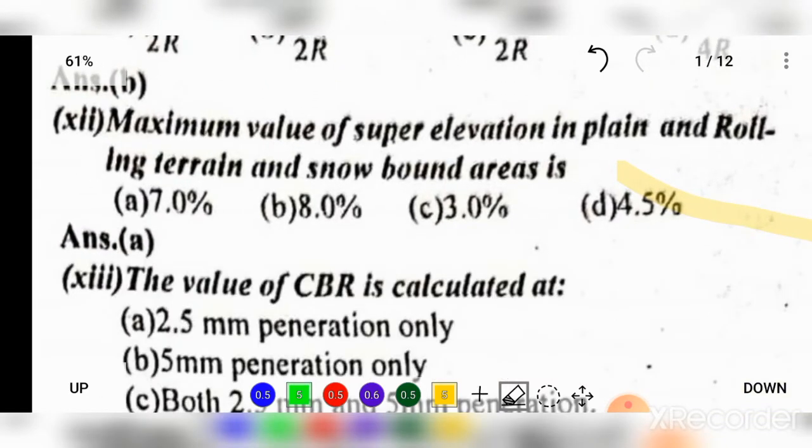Maximum value of super elevation in plain and rolling terrain and snow bound area is option A, 7.0%. 7.0% is a correct answer. Okay, come to the next.